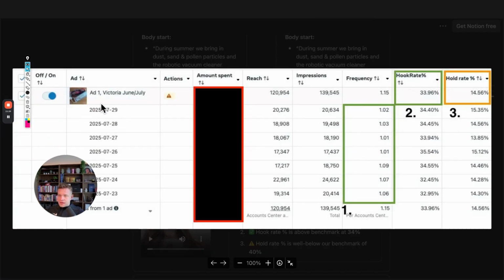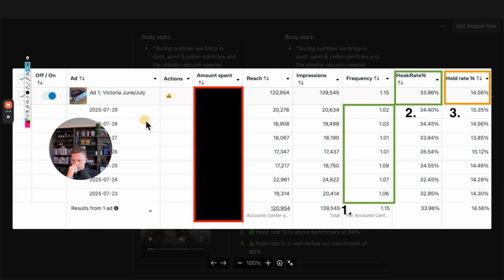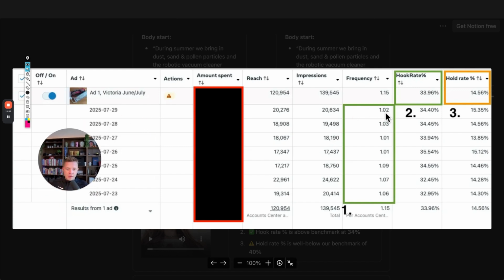So if we just take the ad one with Victoria, we can see that we have a lot of reach, we have a lot of impressions on this the last 7 days, and we can see the daily frequency is below that of 1.15x. So this is truly a top funnel ad. We're hitting a lot of new people with this. We're not utilizing this as retargeting. You can also see that in the reach and the impressions. It's really just hitting new audiences or new people all the time.